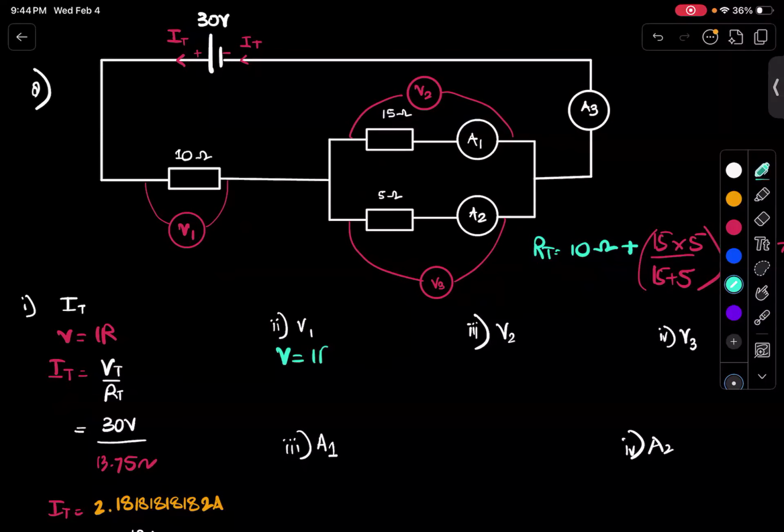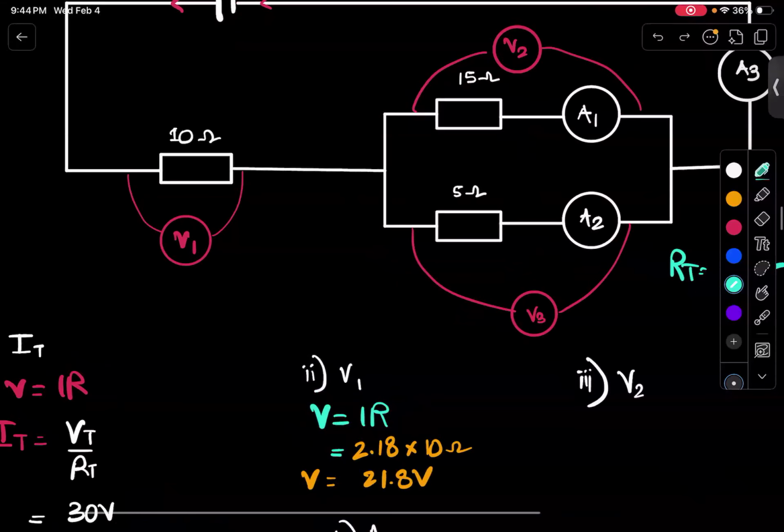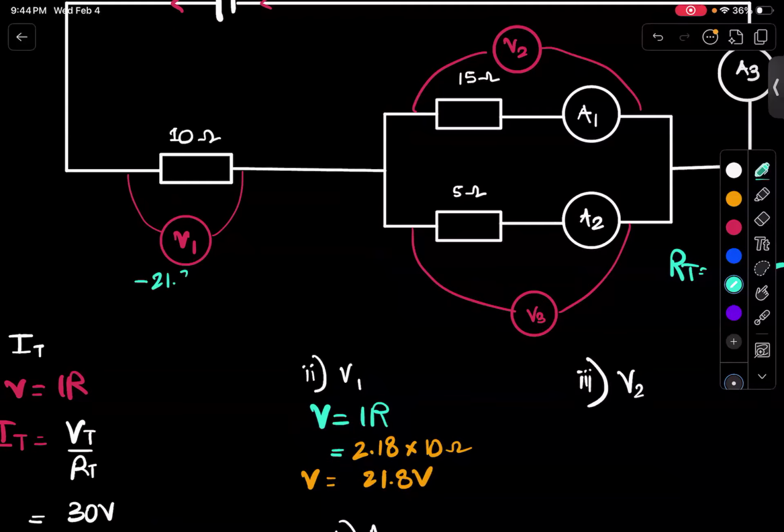V equals IR, right? What is the current that goes through this resistor? It's 2.18. Multiply by the resistance that this current goes through. It's 10 ohms. Let's check. So that is just 21.8 volts, right? So what does that mean? Does that mean that there is a 21.8 volt difference over here or what? It means that there was a drop of 21.8 volts across this resistor, right?